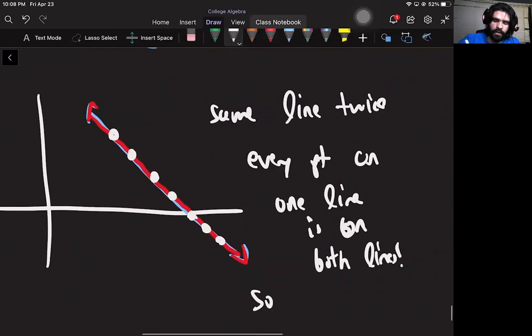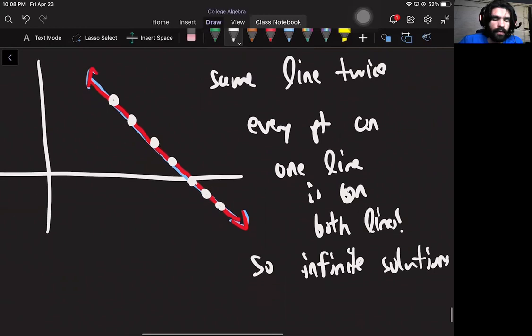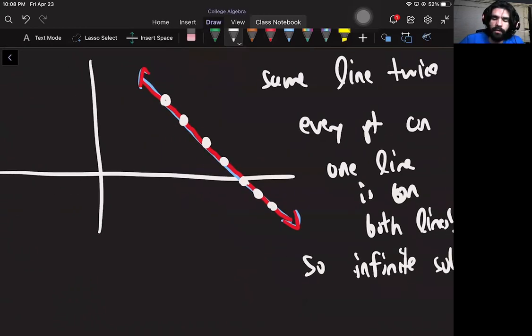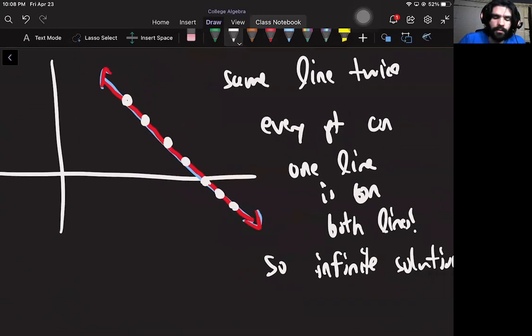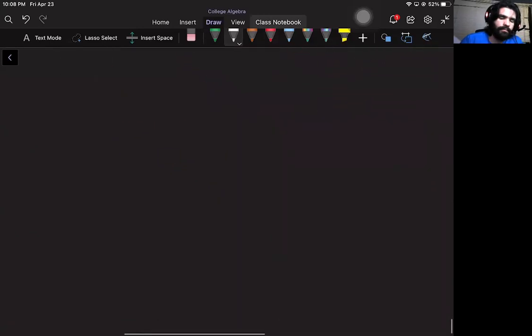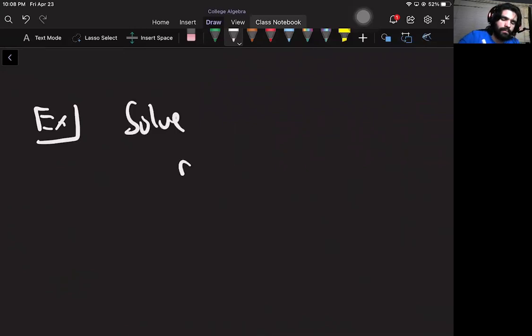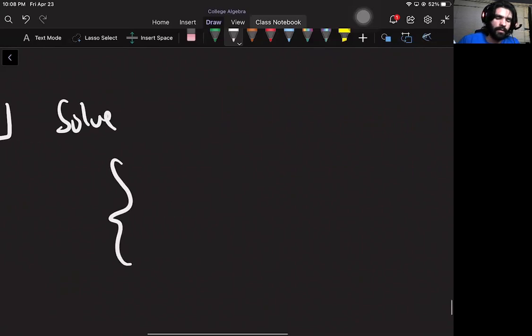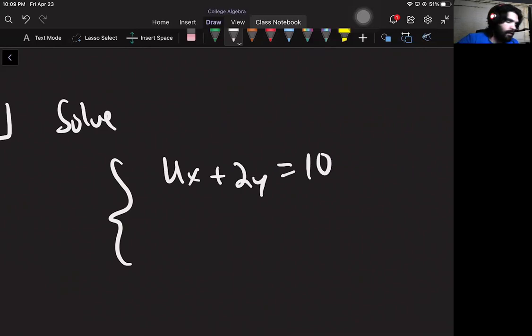So there's actually infinitely many solutions because they all work. All the points that are on one line work on the other, so there's infinitely many solutions. So we didn't see any examples like this either. So let's see some of these weirder examples and how the system looks that correspond to these weirder examples.